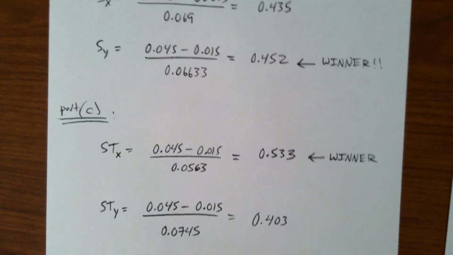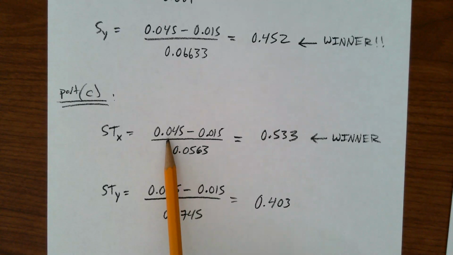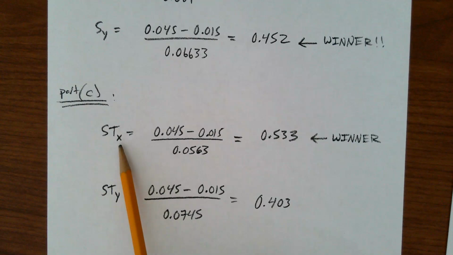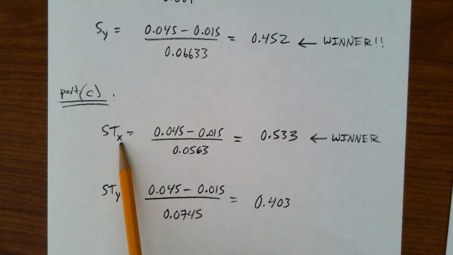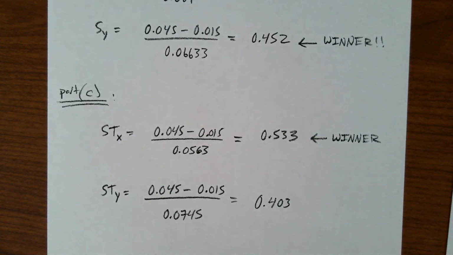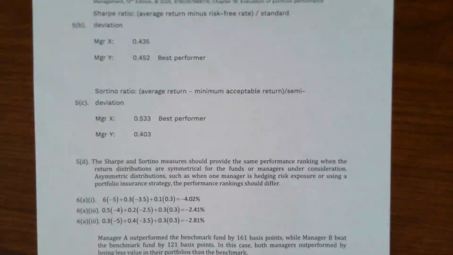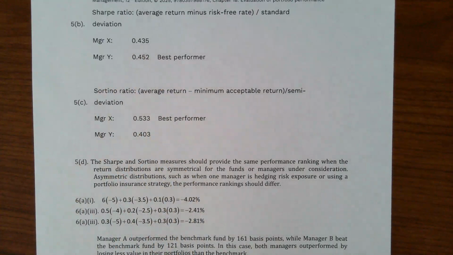If, however, we do the Sortino measure, same thing, average return minus the average T-bill return divided by, but now this is the DR for fund manager X. This is the DR for fund manager Y. We want this number to be as high as possible, and now fund manager X is the winner. This is a repeat of what you just saw in my beautiful handwriting.